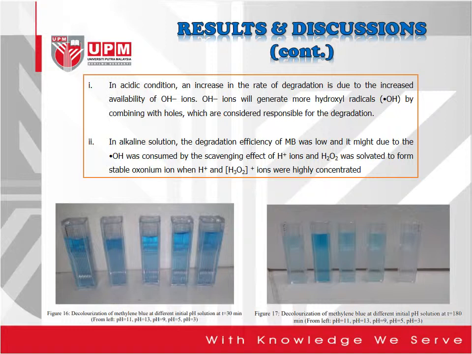and it might be due to the hydroxyl radical being consumed by the scavenging effect of hydrogen ions, and hydrogen peroxide was solvated to form stable oxonium ion when hydrogen ion and H3O2+ ions were highly concentrated. The formation of hydroxide ions tends to consume much more hydroxyl radical and leads to the decline of the degradation efficiency. As you can see from the figure, the decolorization of methylene blue at 180 minutes at pH 3 is almost clear. This shows the highest degradation efficiency among the three parameters.